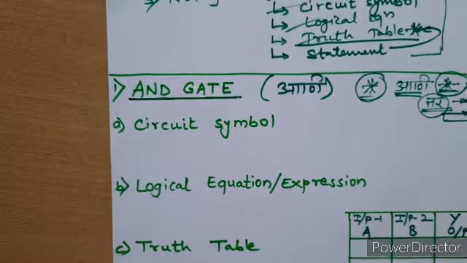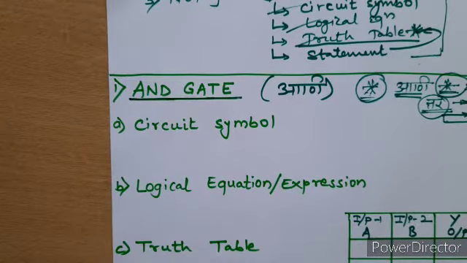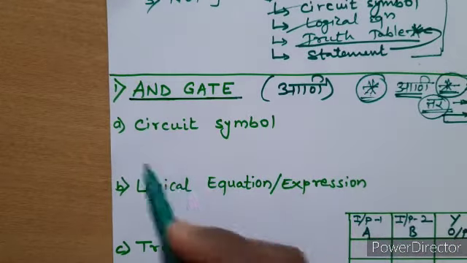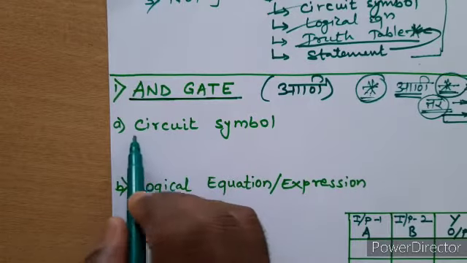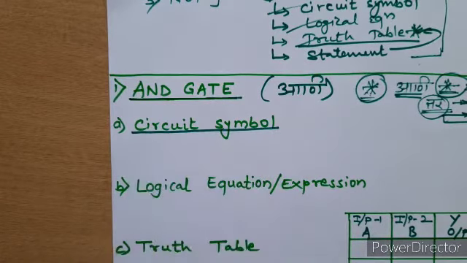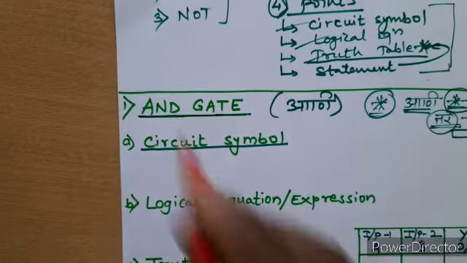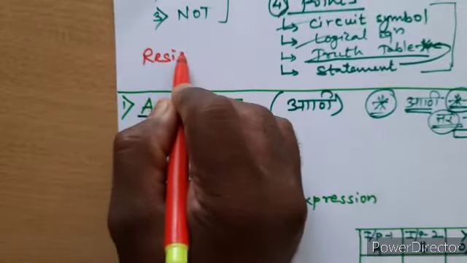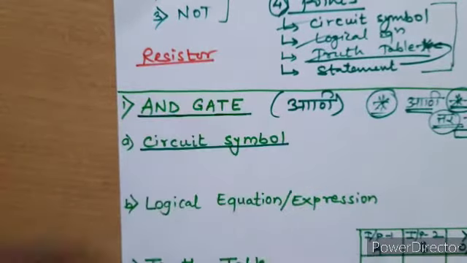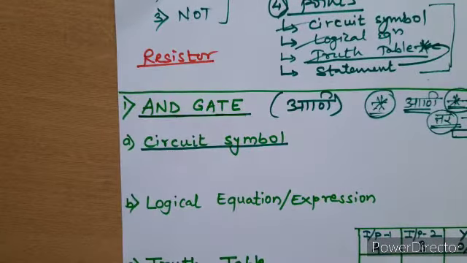Okay, so as I said, four points. So first point is symbol. Now why circuit symbol is important? Why this circuit symbol is required? Now in basic electronics you have studied this resistor. Okay, and you have seen so many circuits.